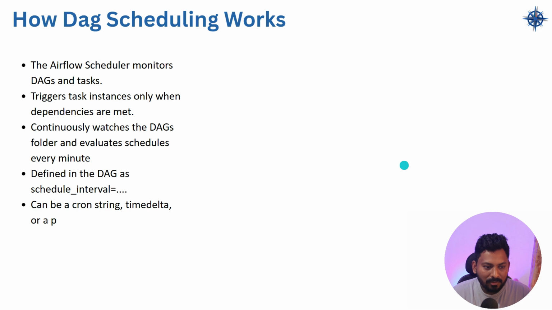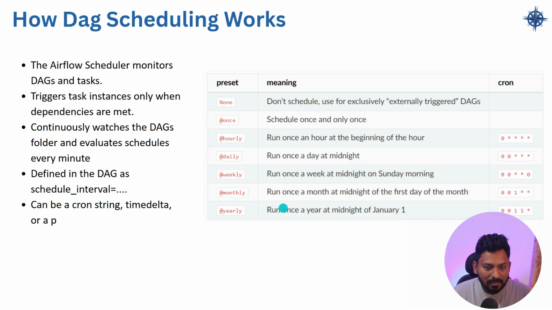But how can we define the frequency of the DAG, or when the DAG should be running? That we can define using the parameter schedule_interval. In schedule_interval, either we can put a cron expression or we can use a preset. So what is this preset? You can see on my screen we can use these multiple presets.